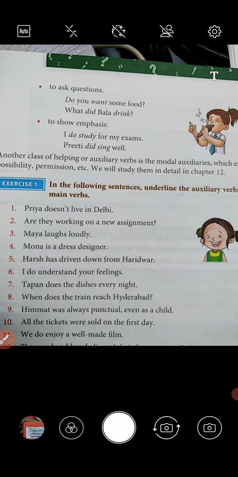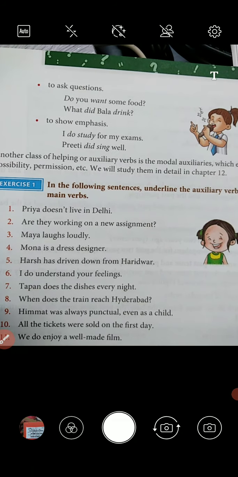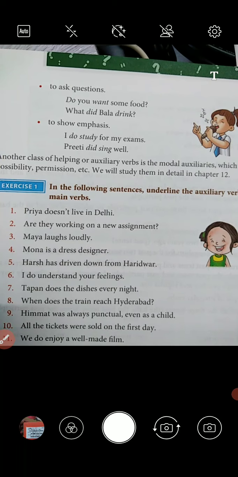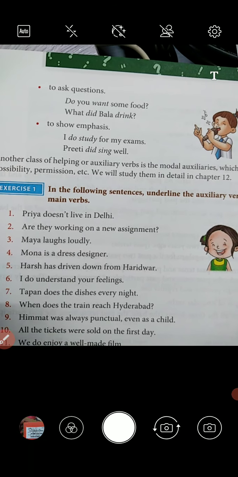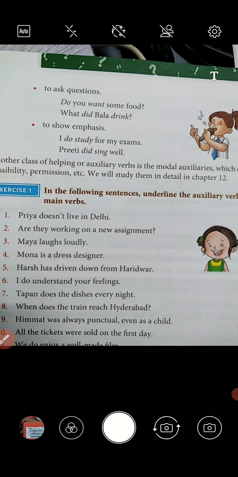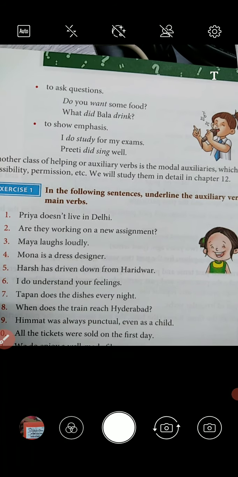Next sentence, what did Bala drink? What did Bala drink? Since in this sentence, it is in the past tense. Did Bala drink? So did drink is the verb.